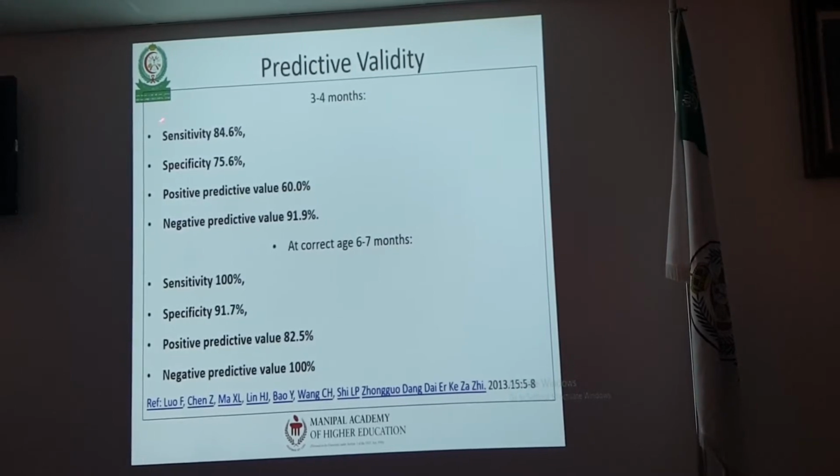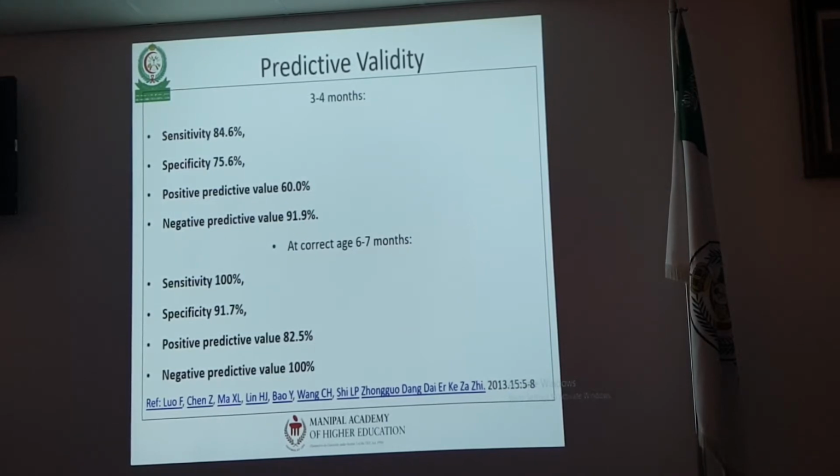What sensitivity means is, is the scale sensitive to identify neurological problem in the baby? Yes, it is 84% sensitive. Specificity: can the scale be so specific about the problem that yes, baby has problem in the head, baby has problem in the legs, baby has problem in the vestibular, like that?